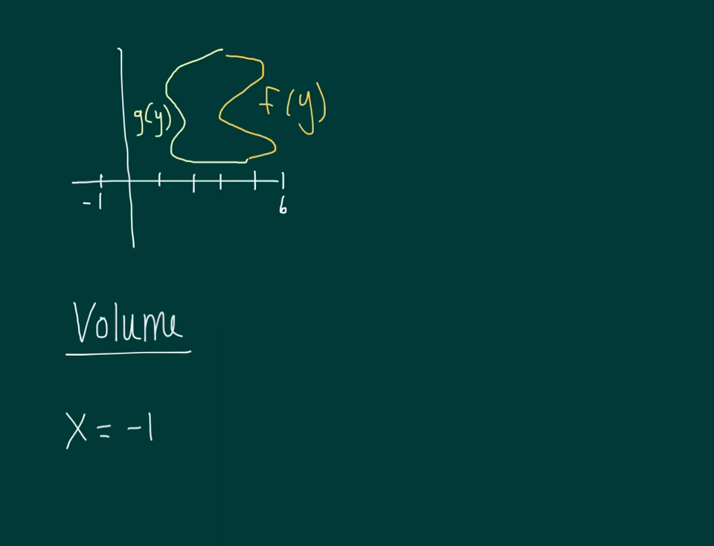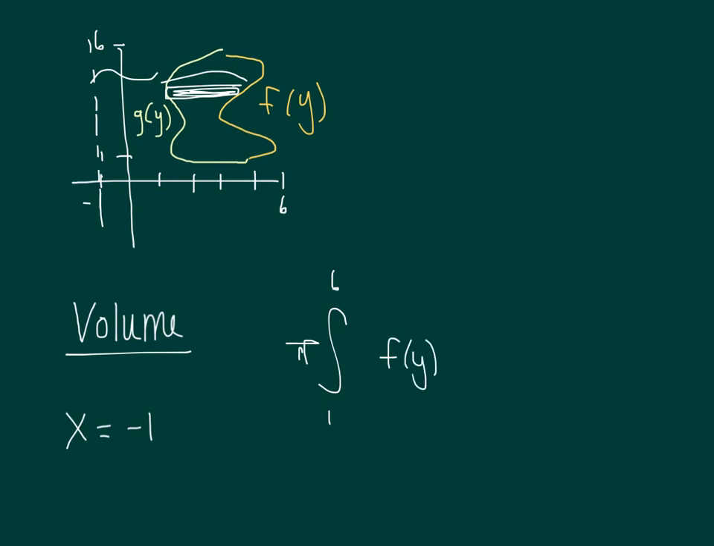Alright, y equals -1. Pi times the integral from 1 to 6. It's 1 to 6 this time because your y values go from 1 to 6. The outer minus the hole.